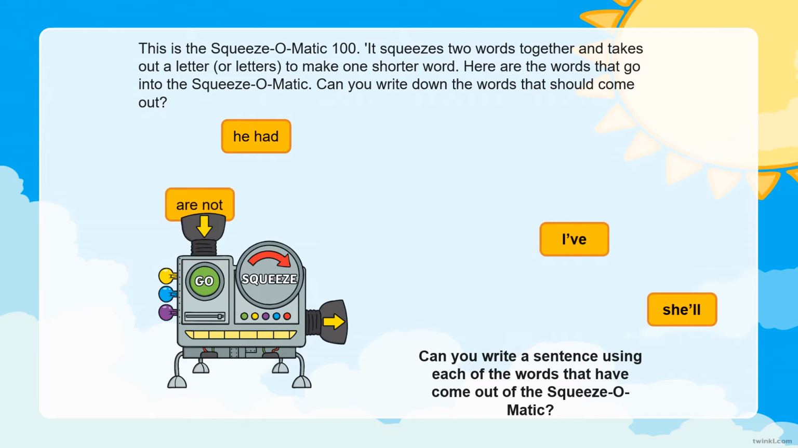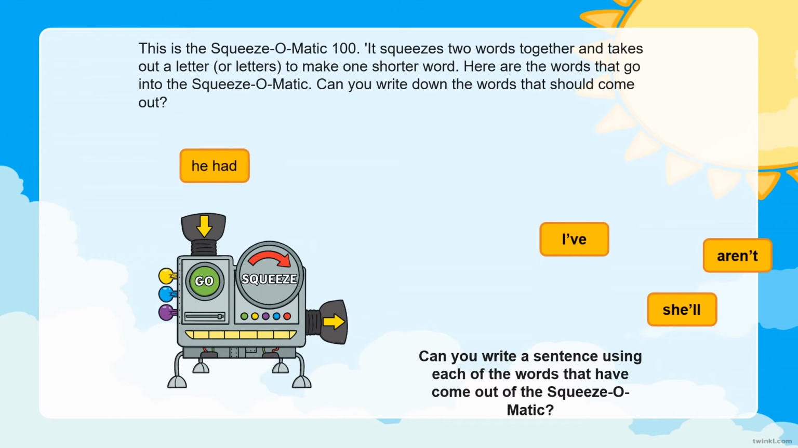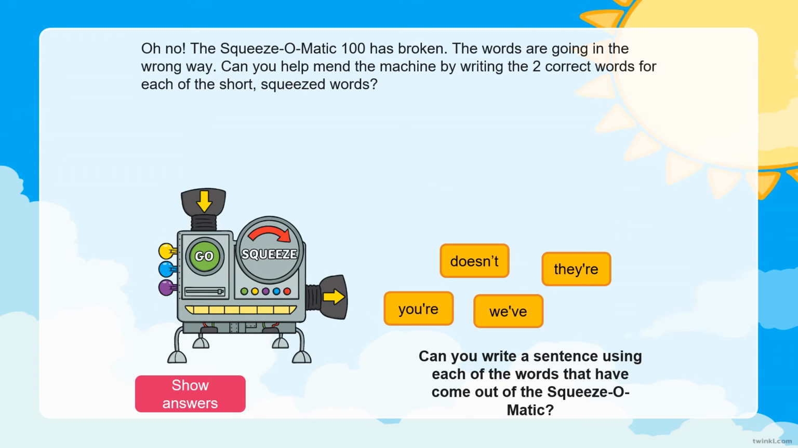So are not comes out as aren't, and there you've got the apostrophe taking the place of the O in the word not. And he had becomes he'd. So again, the apostrophe takes the place of the H and the A in the word had. Okay, I'm not going to ask you to write a sentence using those words because we're obviously introducing it today, but let's have a look at this next page.